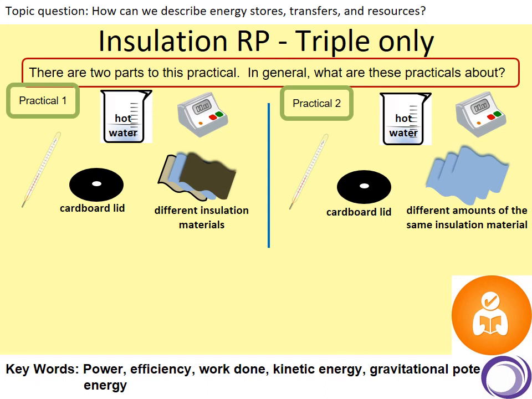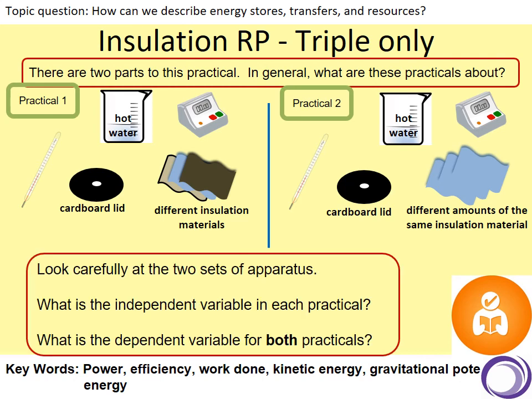Okay, so hopefully you've thought about it: I've got a thermometer there, some hot water, a beaker, a stop clock, a cardboard lid and different insulation materials for the first one. The only difference with the next one is the different amounts of the same insulation material. So in practical 1, you would be looking at the different materials, so you need to make sure that your thickness is the same. Your independent variable for the first one would be your different insulation materials. Your independent variable for the second practical would be the different number of layers of the same insulation material.